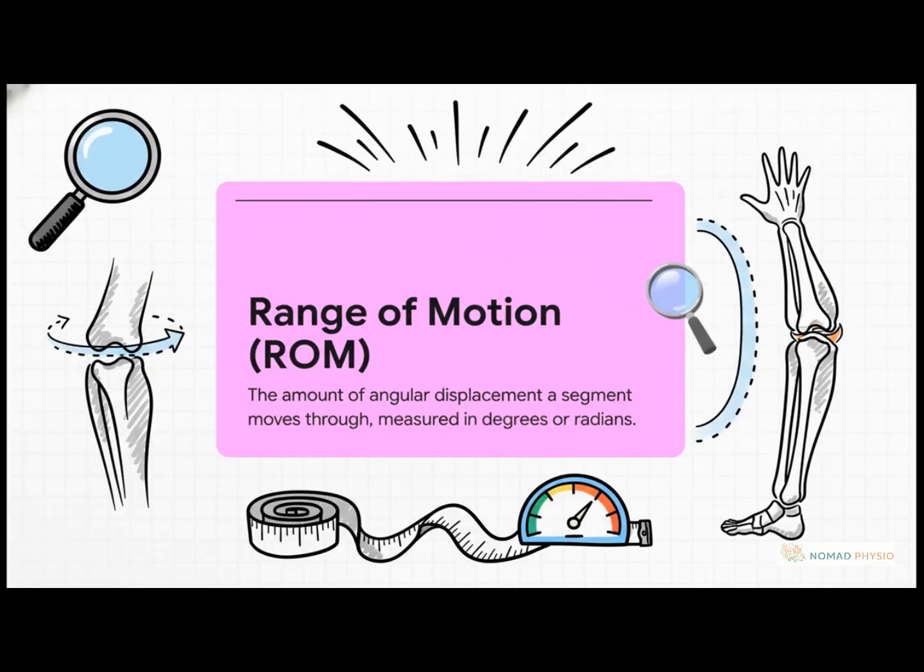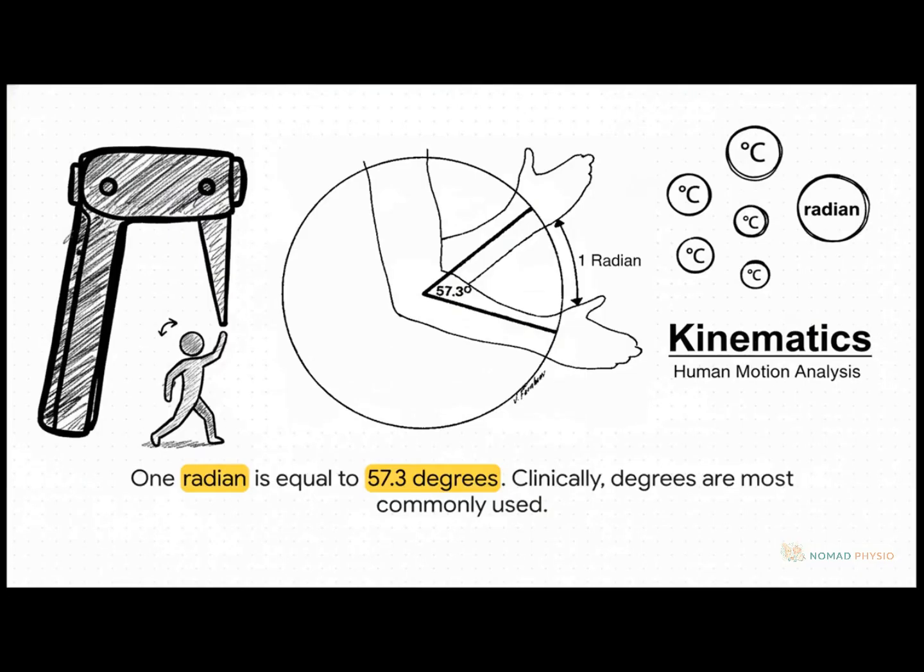All right, variable number 4, magnitude. This one answers a pretty simple question. How much? For rotatory motion like Sam's, the magnitude is what we call the range of motion, or you'll hear it called ROM for short. It's just the total amount of movement, the size of that arc his leg swings through. And we measure this range of motion in degrees.